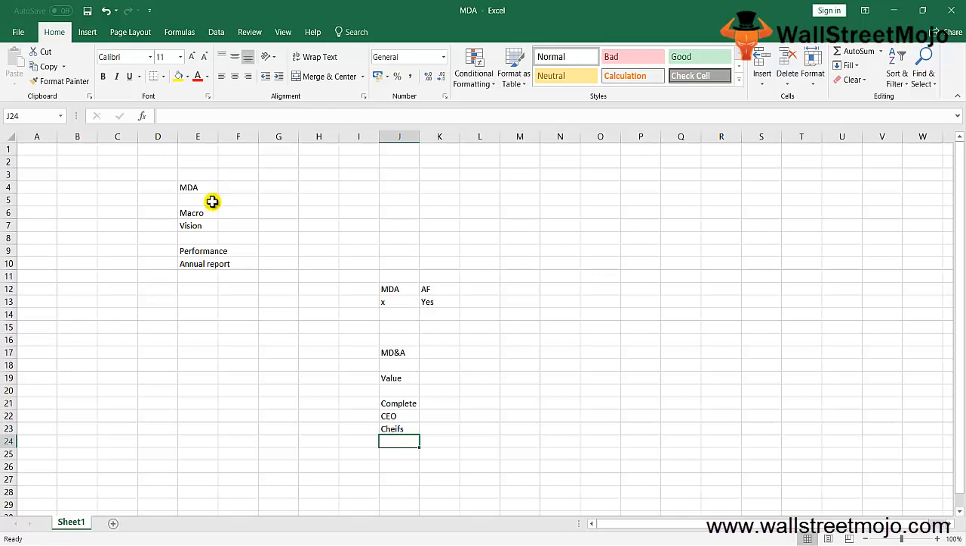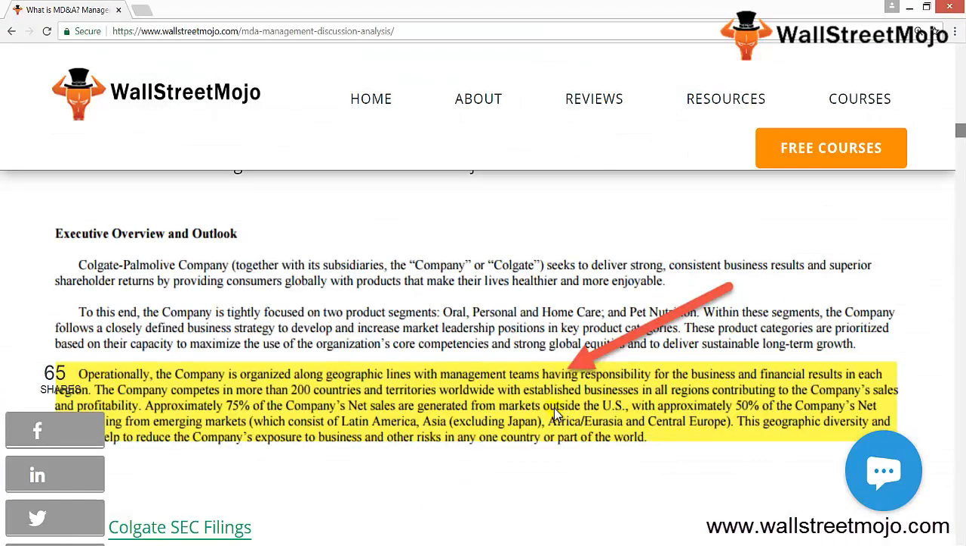The first and foremost thing is the executive overview and outlook. That is what we are going to discuss. The executive overview and outlook section focuses on details of the business, the number of segments it has, and the geographies in which it operates. It also provides detail on the focus areas of management and how they look forward to achieving the business and financial objectives. Now this is how your executive overview and outlook has been written.